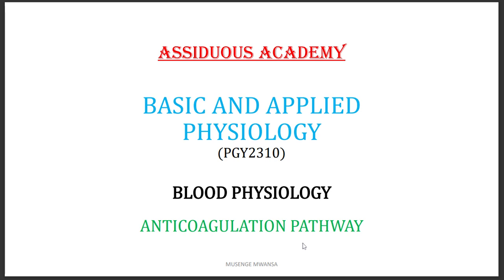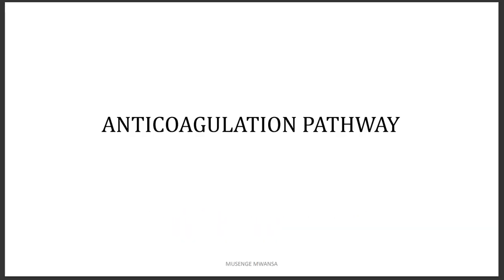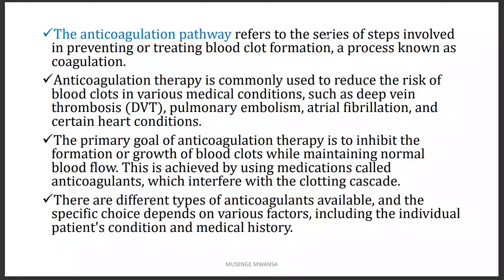Now imagine it is just in a blood vessel. You are just walking, and then blood starts clumping together, starts coming together. What happens? It fails to move in the blood vessels. And so there's not going to be any transport of oxygen in the body. And you don't want that. So that is why we have got the anticoagulation pathway to prevent the coagulation of blood when you don't want it to coagulate. So simply, these are a series of steps involved in preventing or treating blood clot formation in the process known as coagulation. Right.